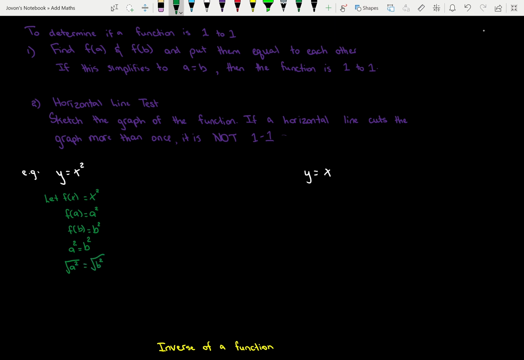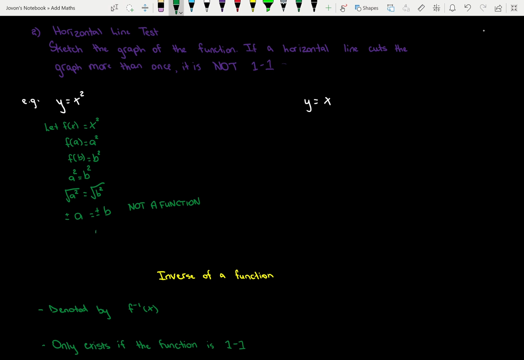But notice, you might think this means that a is equal to b, but that is not the case. Because remember, the square root of a squared could be plus or minus a, and the square root of b squared could be plus or minus b. And this is not the same as having a equal to b. So therefore, this proves that it is not one-to-one.